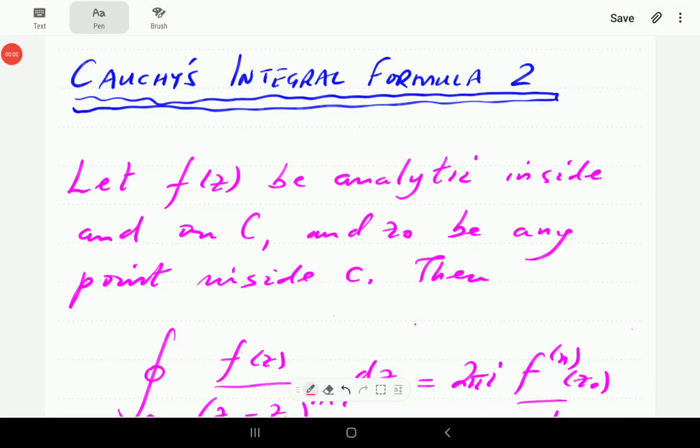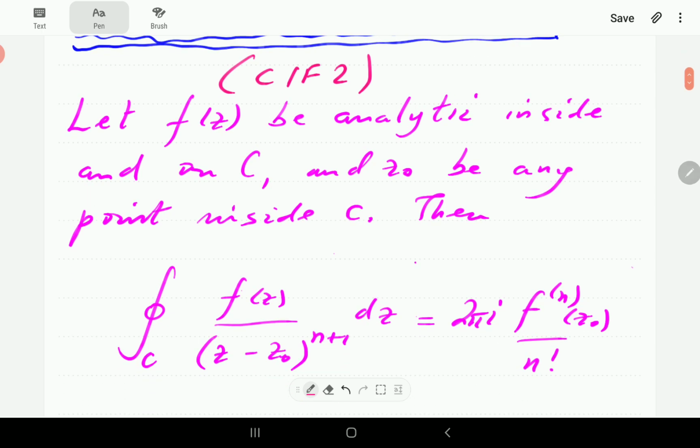All right, in this video, we're going to look at Cauchy's integral formula number 2. In an earlier video, we already established Cauchy's integral formula number 1. We're going to abbreviate this one CIF2, and the one we derived earlier we called CIF1.